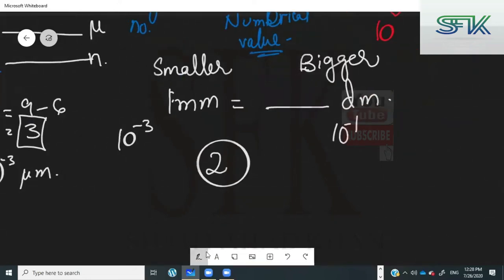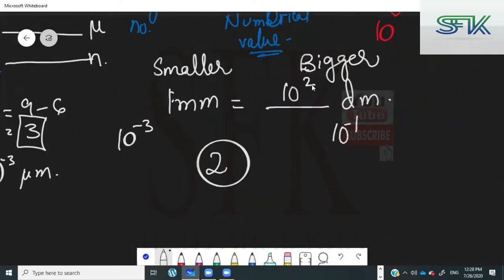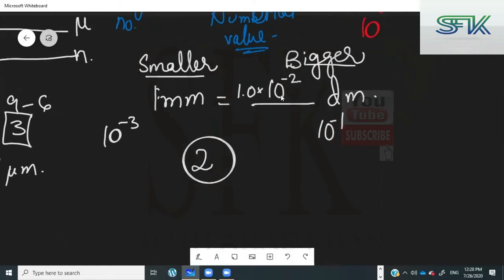If 2 is the difference, 10 raised to the power of 2 should be the answer. But guys, remember, it's smaller to bigger. It's going to be 10 raised to the power minus 2. That's the answer, okay? You can also write it as 1.0 multiplied by 10 raised to the power minus 2, which is actually the same thing. And by the way, examiners prefer your answers in this form rather than just writing the power of 10.